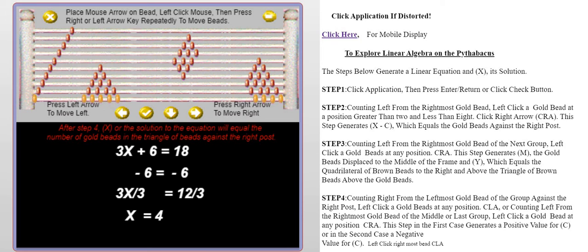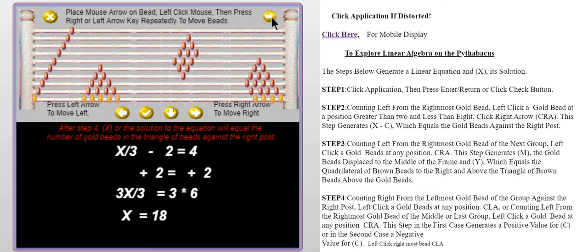Now, if I click the minus sign up here, it will transform my equation into its inverse. And so we see now we have the inverse: x divided by 3 minus 2 equals 4.